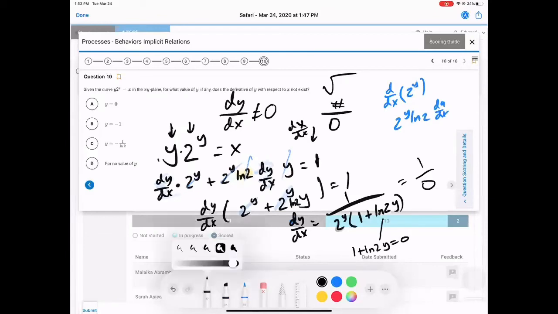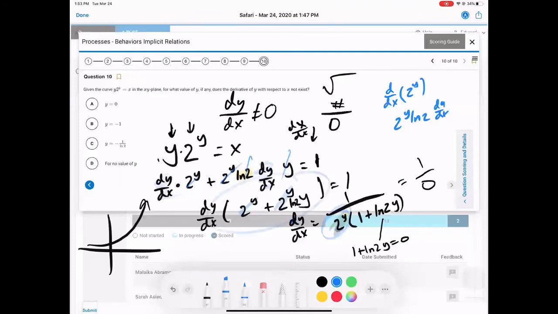Now, let me ask you this question here. Does 2 to the y ever become 0? Looks like that's never 0, so don't worry about it. Thank you for your head nods. Wait, why is it 1 over? It's because I divided this whole section here to the denominator. Divided all of that over to the denominator.